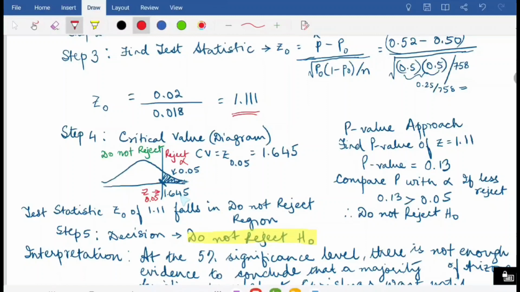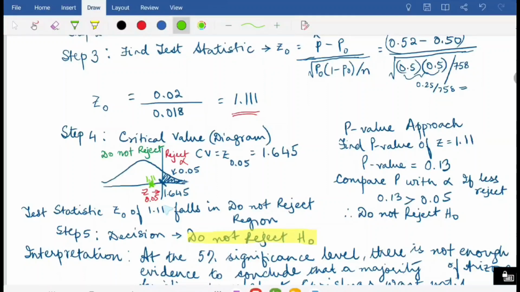That's our critical value. So now we bring our test statistic, which is 1.11, and see where that falls. Now it's important for you to show that in the diagram as well. This diagram didn't show it, so I'll place it somewhere here. Let's say it's somewhere here, right? 1.11. That's our Z test statistic.